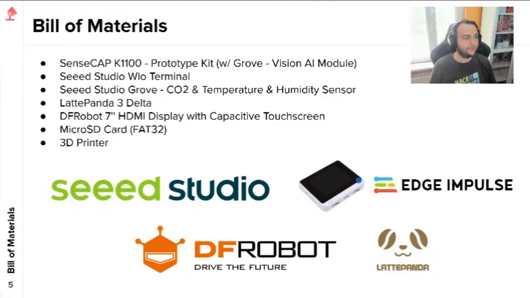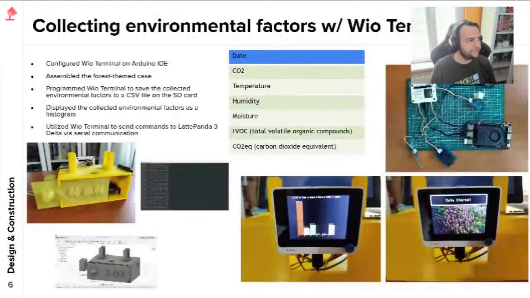Then I utilize the DFRobot 7-inch HDMI display with capacitive touchscreen. You may not need to use that. You can directly connect with Latte Panda via SSH or other methods, but I wanted to show the results directly. Then I utilize a micro SD card with a FAT32 format. Then I utilize a 3D printer to create the case I come up with for the project.